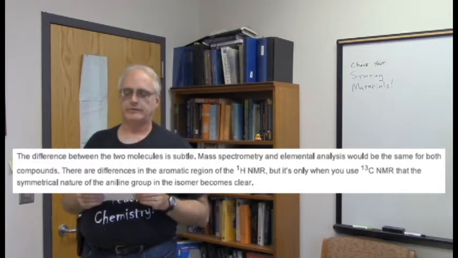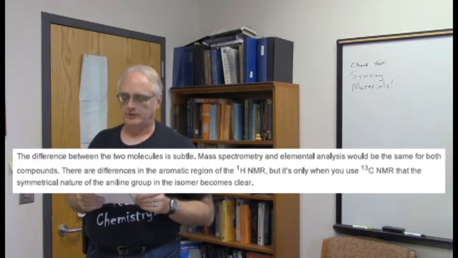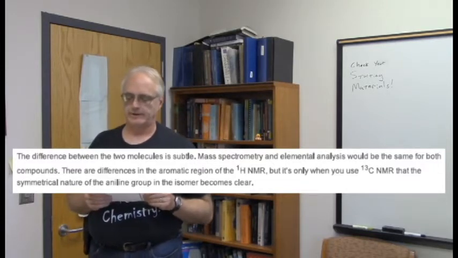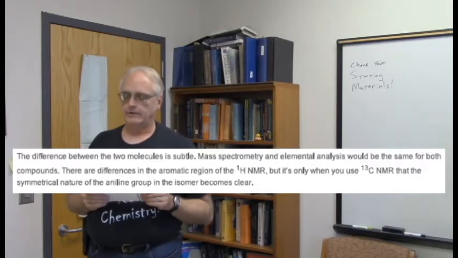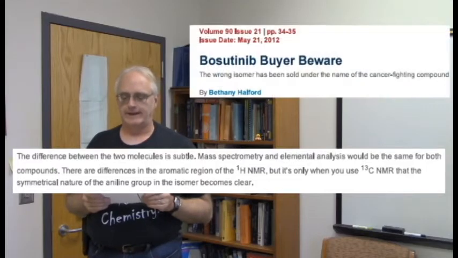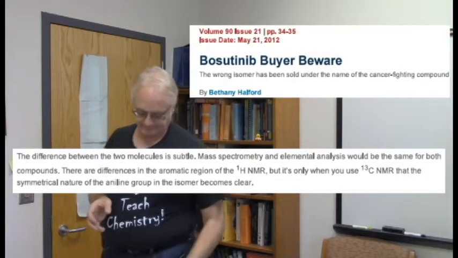The difference between the two molecules is subtle. Mass spectrometry and elemental analysis would be the same for both compounds. There are differences in the aromatic region of the proton NMR, but it's only when you do C13 NMR that the symmetrical nature of the aniline group in the isomer becomes clear.